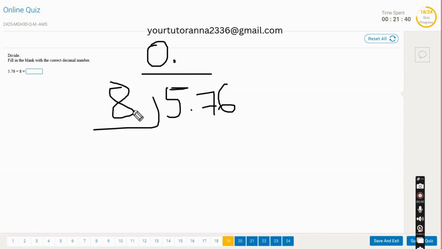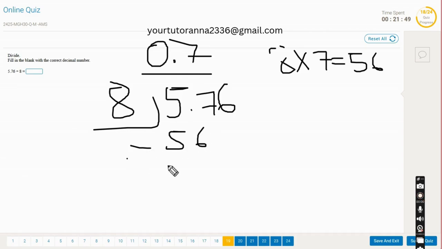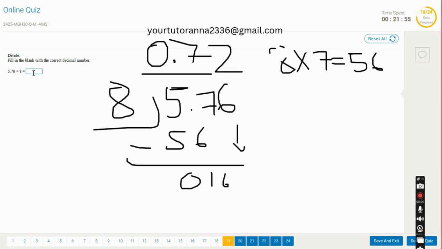Now you have 57. We know that 8 times 7 is equal to 56. So we're just going to use that, 56, 0, 1, we bring the 6 down, and that's 2, 0.72.